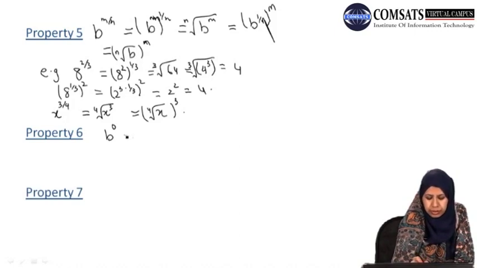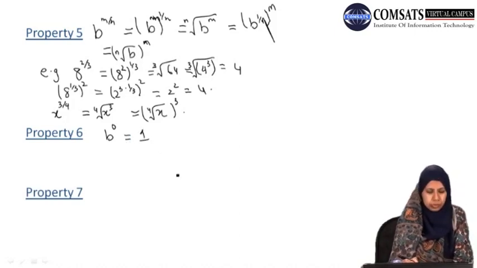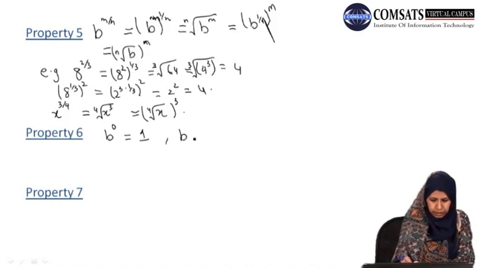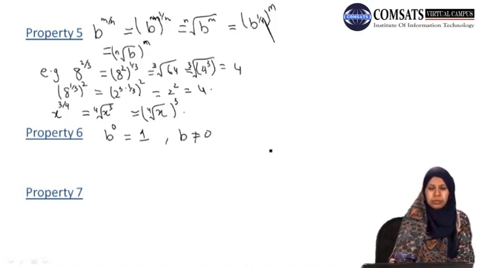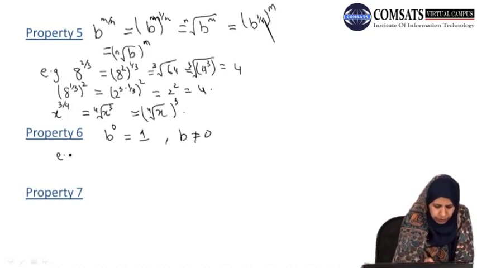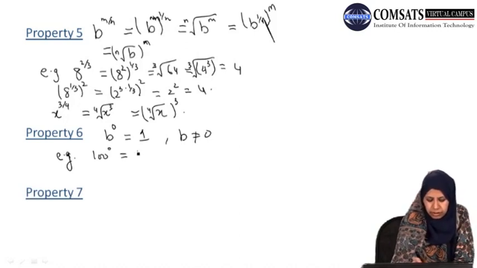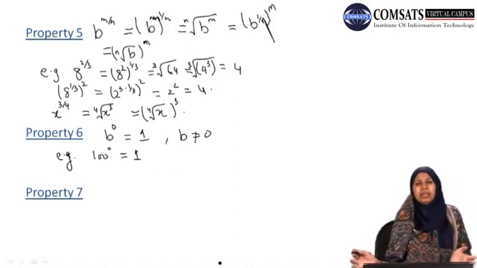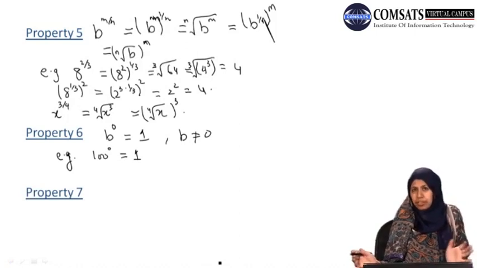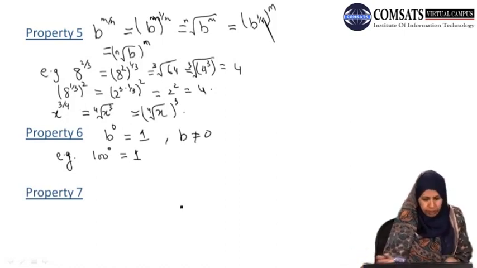Now the sixth property, which we use very often, is if a positive number has the exponent 0, then this is equal to 1, with the condition that b is different from 0. For example, if we have 100 to the power 0, then this is equal to 1. No matter how big the number is, negative values are not allowed, because in the beginning we have said that let a and b be positive numbers. So any positive number to the power 0 is always equal to 1.